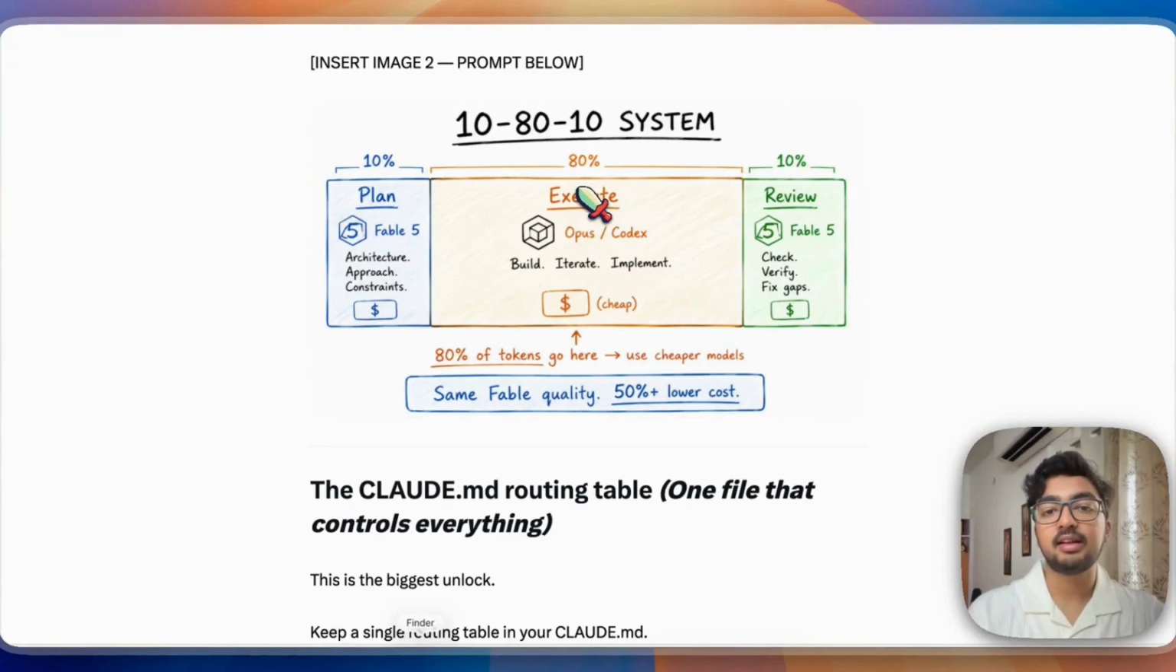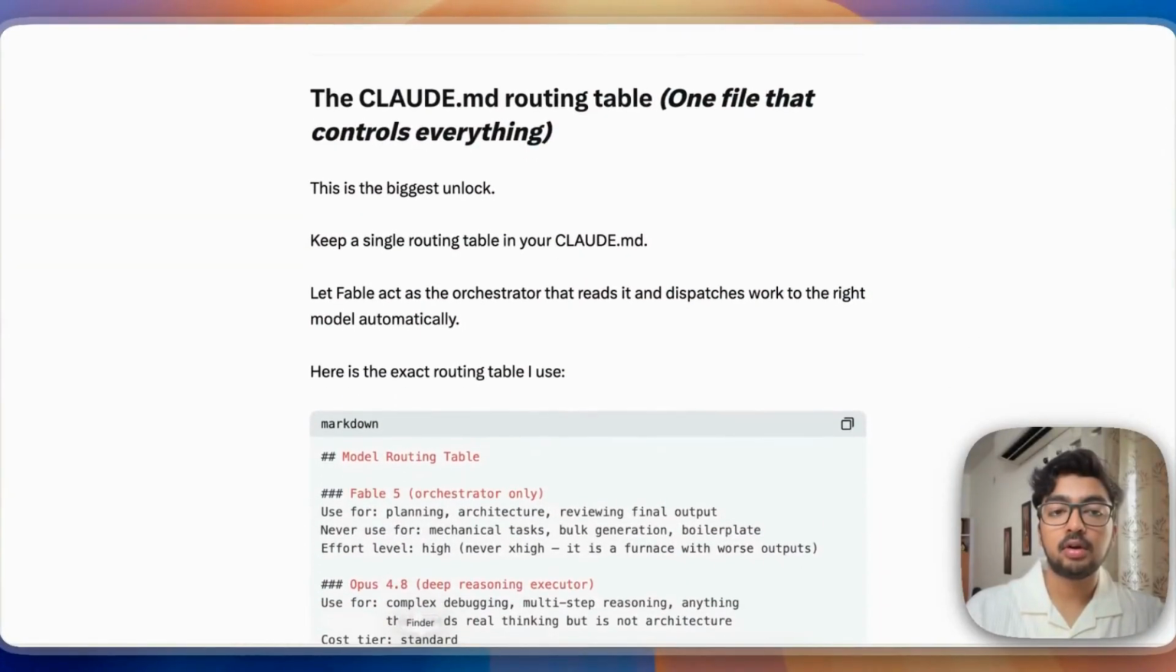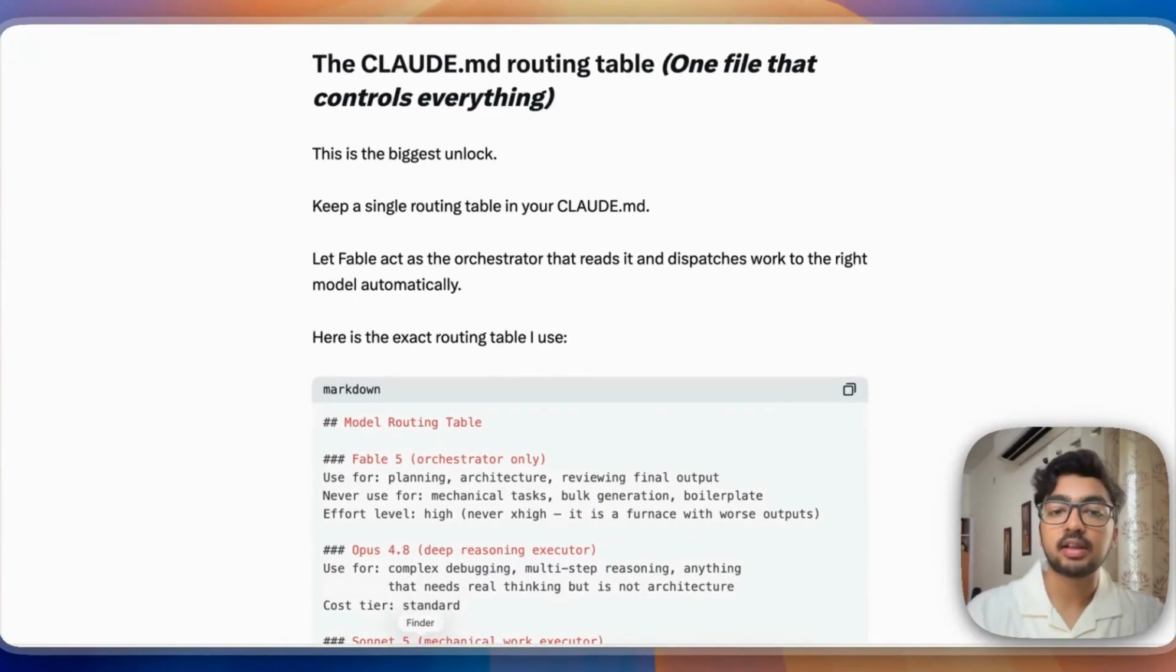This is the 10-80-10 system that Anthropic engineers also use. 10% is planning, 80% is execution, and 10% is using Fable 5 for checking the review. Now, if you had done that completely with Fable, all 100% of the task, you would have burned a lot of tokens and again filed for bankruptcy. So that's where you can definitely use this system. Now, talking about the Claude MD routing table, you can use Claude.md to basically control everything.